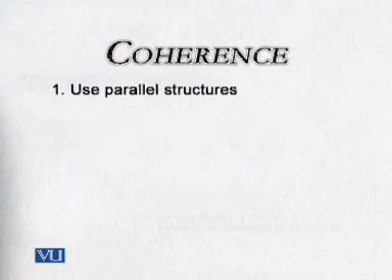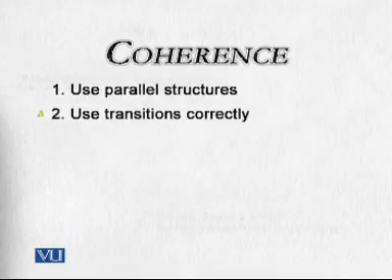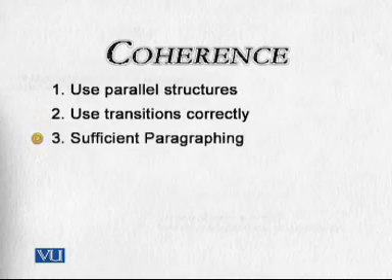How to achieve coherence in our writing? Well, do three things. Number one, have parallel structures in your writing. Number two, use transitions where appropriate. And number three, paragraphing. Now, what is parallel structure or parallelism?